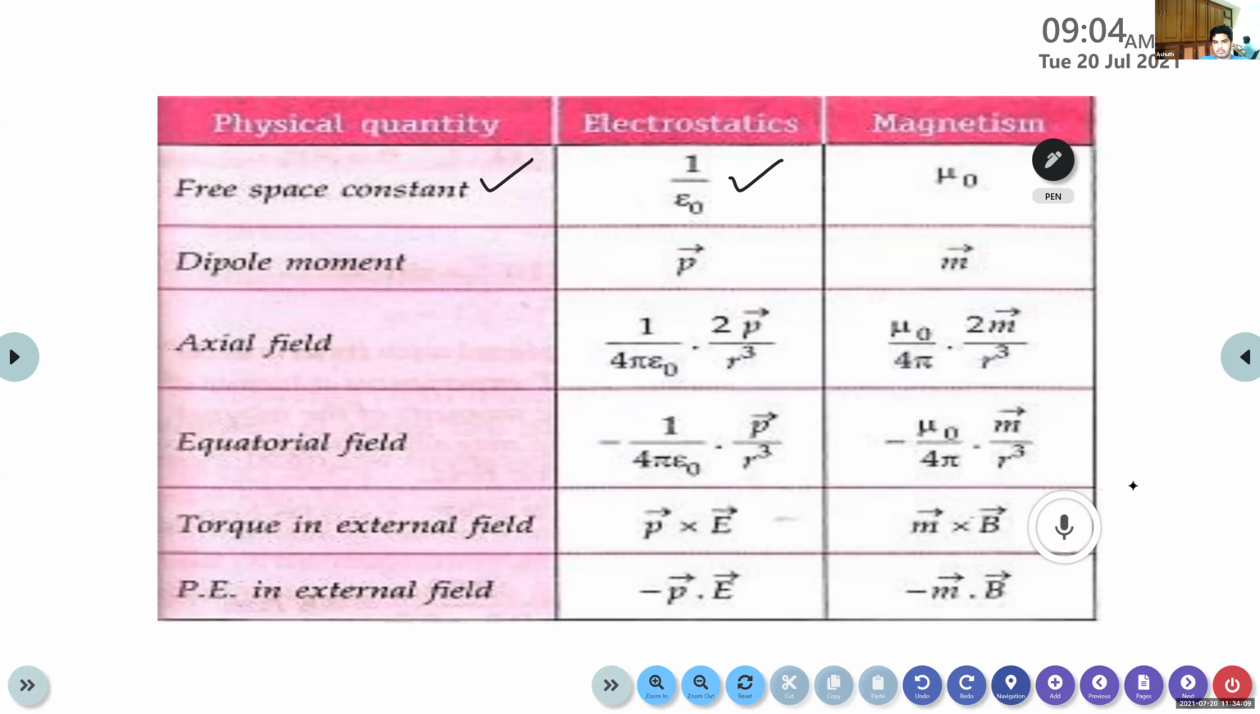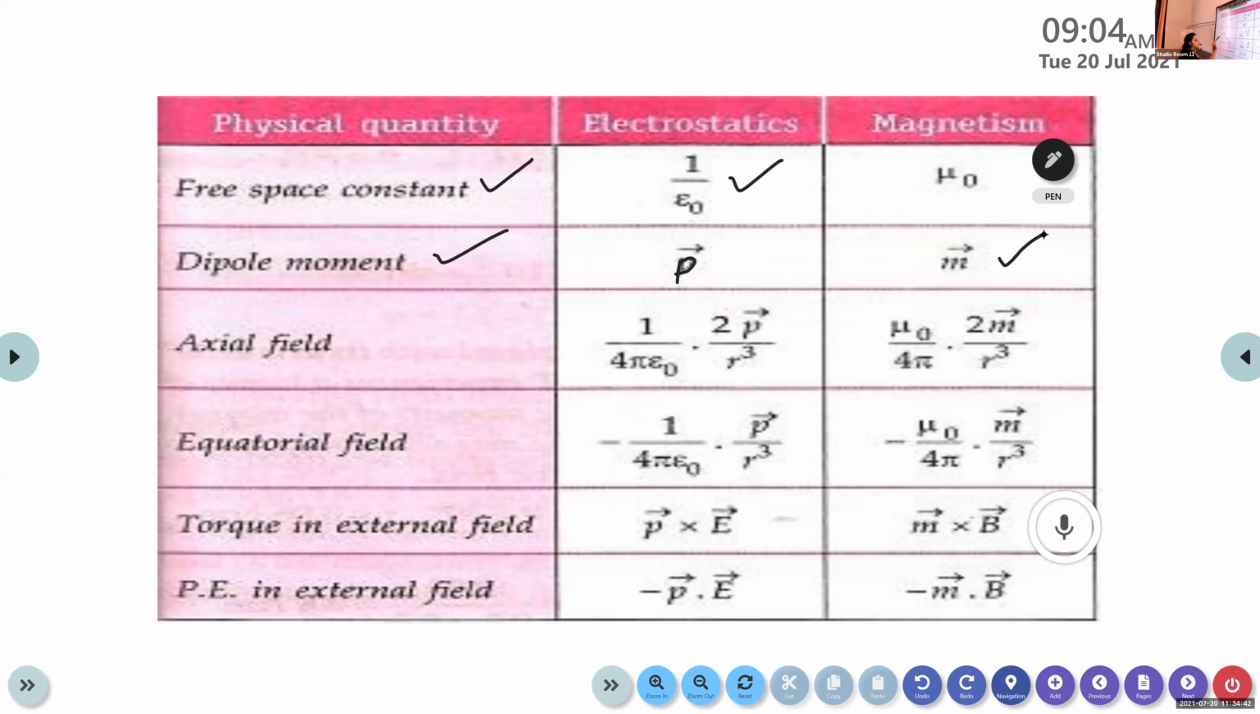Electrostatics, but instead of 1 by epsilon 0, in magnetism we have mu 0, the permeability of free space. So this is one comparison between electrostatics and magnetism. The second one is dipole moment. In electrostatics, we use the term P for the dipole moment, but in magnetism it is represented by a small letter M.